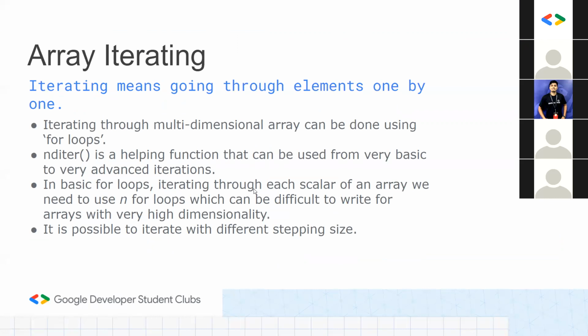So let's proceed on to array iterating. Iterating means going through elements one by one. We can do this in a multi-dimensional array using for loops, or we have a built-in function called nditer. Now, this is a very useful function when we deal with advanced iterations, especially when we want to iterate through multi-dimensional arrays.